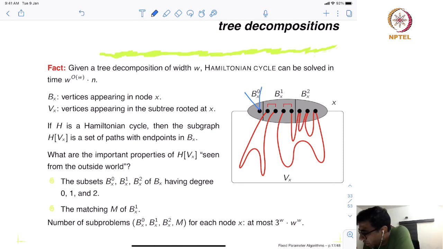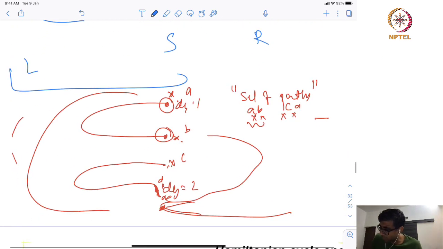And some of these vertices here are degree 2. They are degree 2 in the sense that both the endpoints are on the below side. So this is what we are trying to look for. So the subsets Bx0, Bx1, Bx2 of B have degree 0, 1, 2 respectively, and we have a specified thing that there is a matching on the Bx1 vertices. So degree 1 vertices should be matching because I am coming in from one and leaving from the other. So these are the pairs which you will get. For example, here A and B, and maybe I didn't draw it properly, otherwise C and D would have been the corresponding pair.